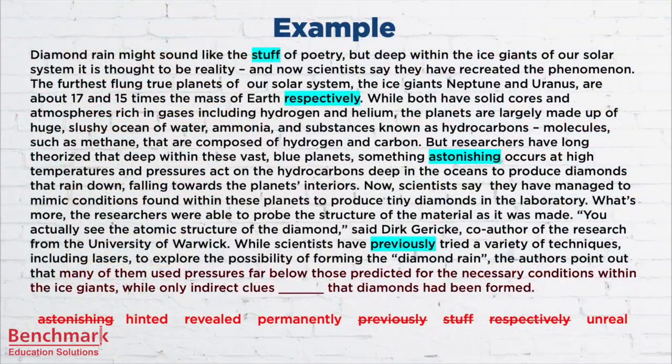Our last gap is a continuation of that sentence. Let's keep reading. Many of them used pressures far below those predicted for the necessary conditions within the ice giants, while only indirect clues blank that diamonds had been formed. Here we need a verb. Our options are either hinted or revealed. Both would make sense grammatically, but what about the context? Our context clue is indirect clues.